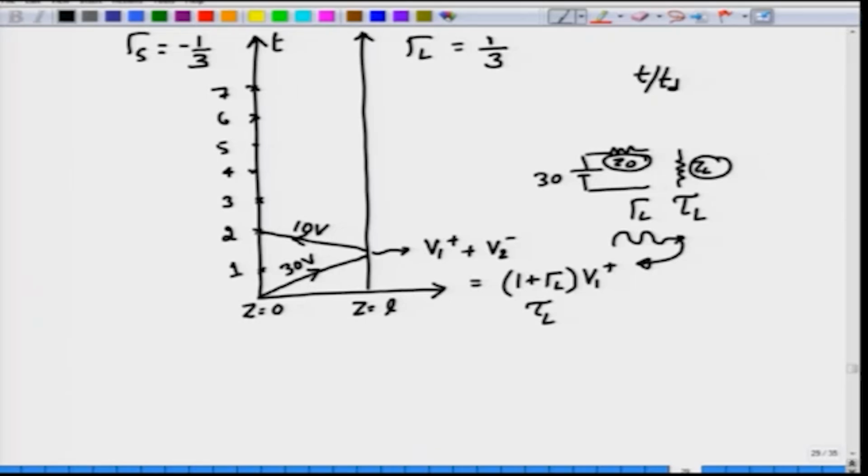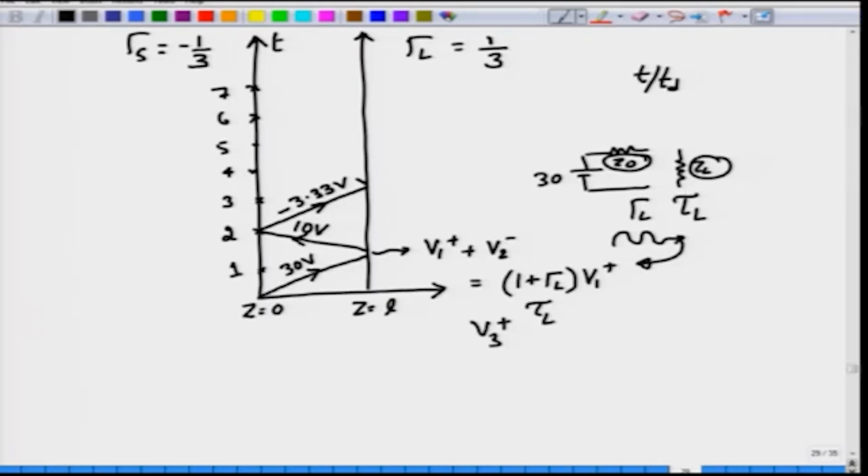Now, when it reaches the source at 2 TD, after 2 propagation delays, or two-way propagation delay, because again ZS is not equal to Z0, there will be a further reflection. Okay. And the further reflected voltage, which we may call V3 plus, will be the incident voltage now, which will be 10 volt times the reflection coefficient at the source, which is minus 1/3, which is about minus 10/3. Okay. So, you have minus 10/3, which is roughly minus 3.33 volts. That is what I have now written here.